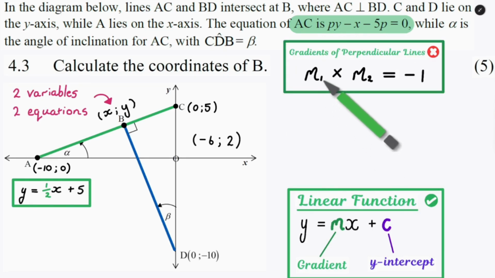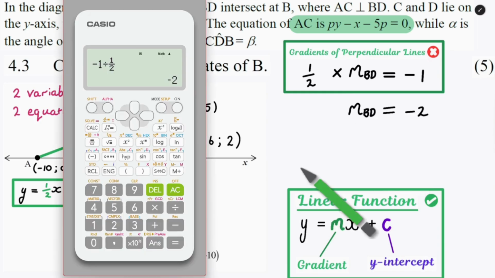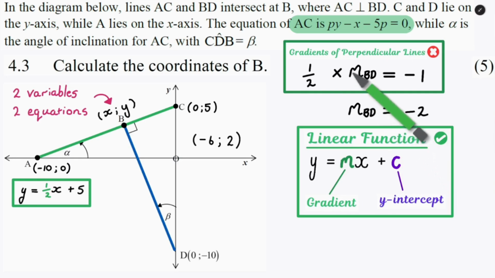So I'm going to put in the gradient of the green line here, because that's the one that's perpendicular to the blue line. The gradient of the green line is this half over here. So let's chuck him in. And then minus 1 divided by half will give you minus 2. And the honorable calculator agrees with me, you see? Yes. And just another thing, you can change M2 to MBD. You can state the line that you're getting the gradient for.